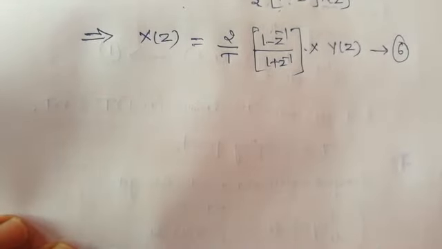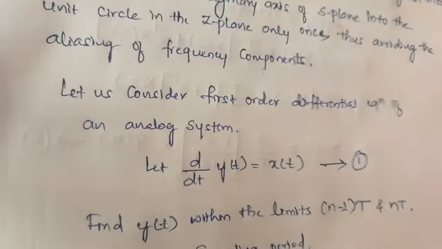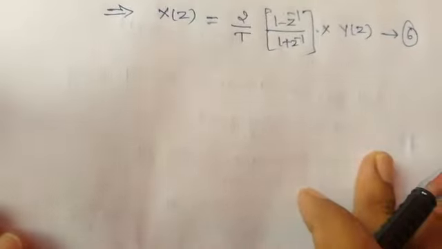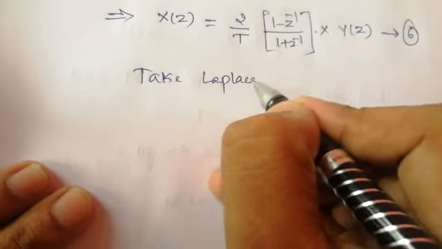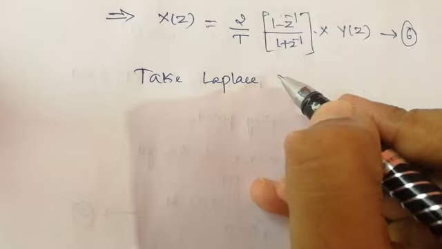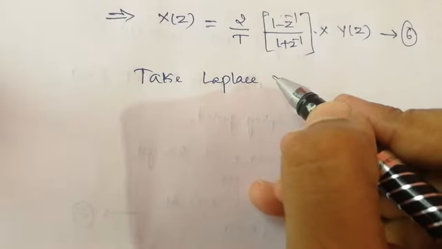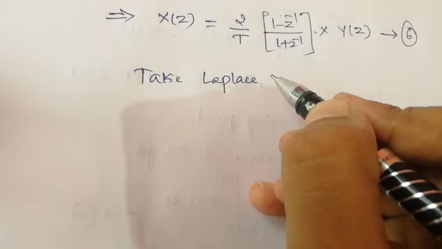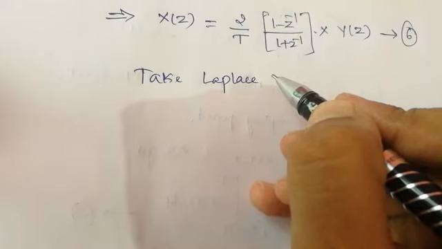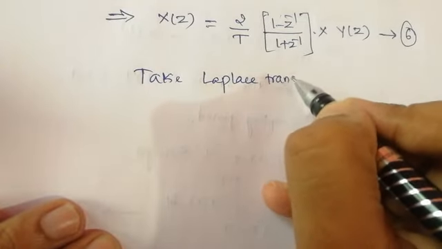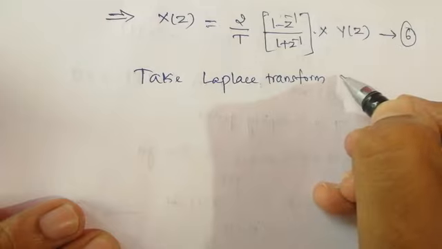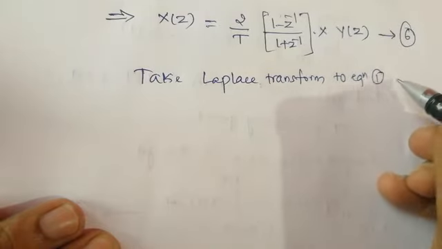Let us apply the Laplace transform to equation 1. Equation 1 means this one. Apply the Laplace transform to this equation. So why are we applying the Laplace transform? We already discussed that when converting an analog filter to a digital filter, the poles of the S-plane are transformed to the Z-plane. Here we apply the Laplace transform to equation 1.